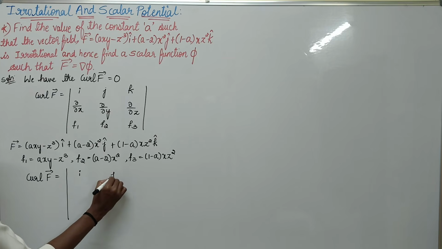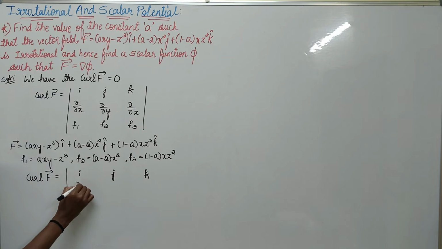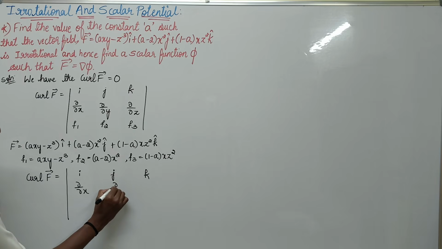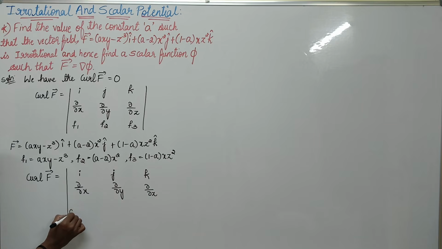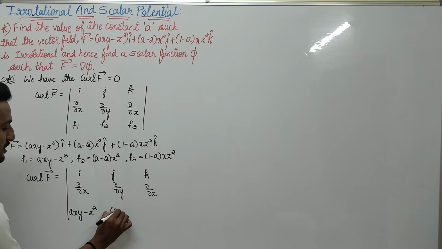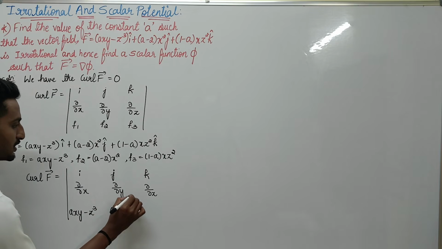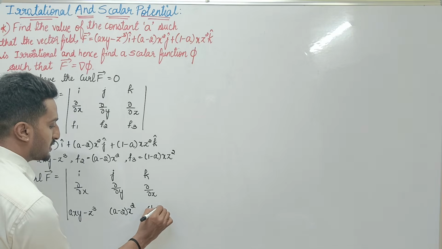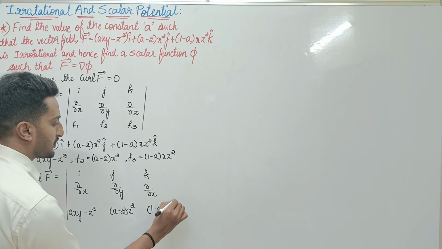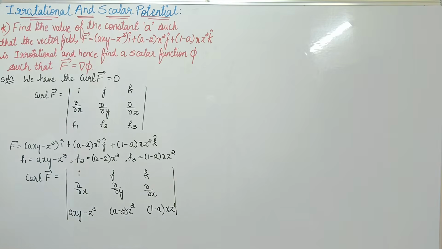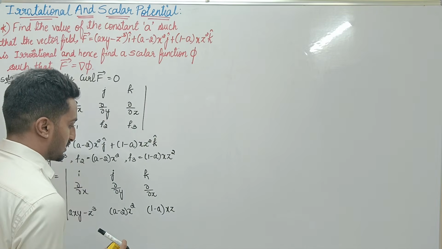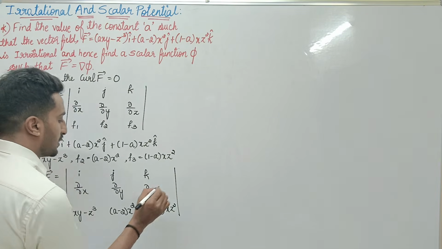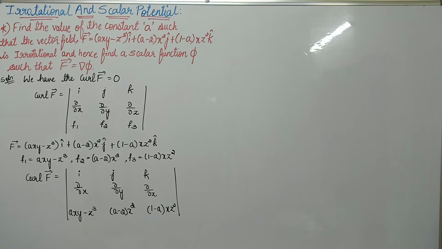Now substitute f1, f2, f3 in curl vector f, that is curl vector f which is equal to the determinant of i, j, k, dou by dou x, dou by dou y, dou by dou z. Now what is f1? We have axy minus z cube. Next we have a minus 2x square. Last we have 1 minus a xz². Yes, we are going to do the determinant matrix multiplication.